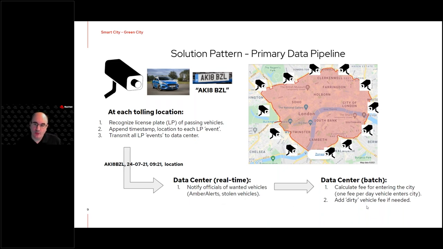But of course, we want to make some processing with the data for calculating fees for entering the city, or adding a dirty vehicle fee if this is needed. So this is data that we will use more in a batch manner, like processing the fees every 24 hours, or maybe if we have historical data from the past few years, then we can analyze this data to detect patterns and things like that. So that's our primary pipeline.